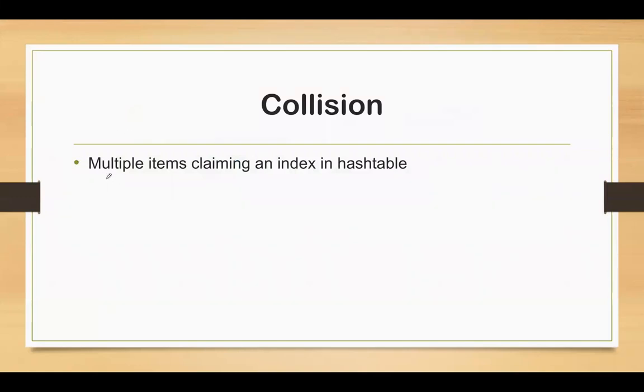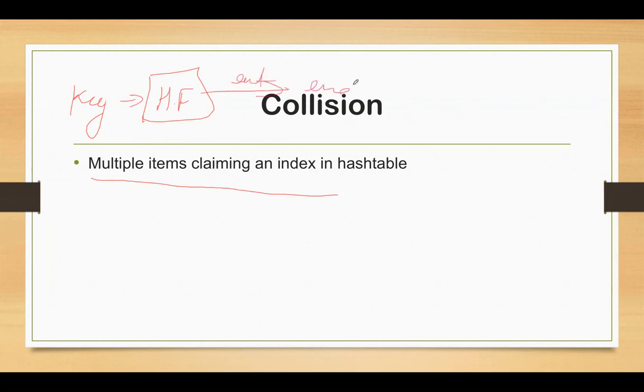A collision is when multiple items claim an index in the hash table. What happens in a hash table is that we provide a key to a hash function, and this hash function gives an integer as an output, which is the index of the item in the hash table. Usually this hash table is array based. So this index will be the index at which your actual data gets saved. And if multiple data claim to be coming at the same index, then this scenario is called a collision.